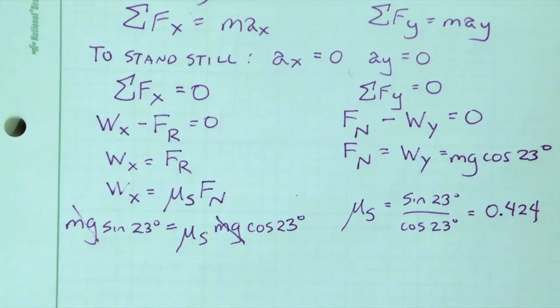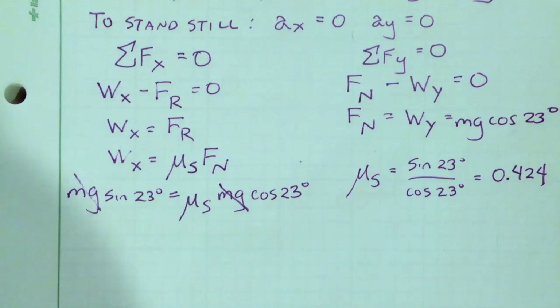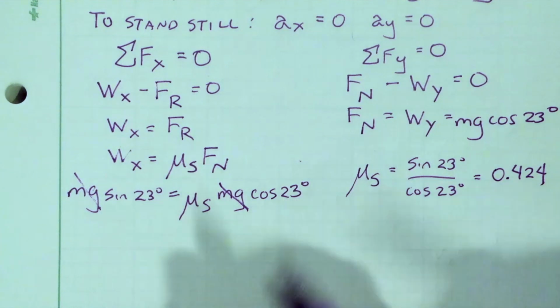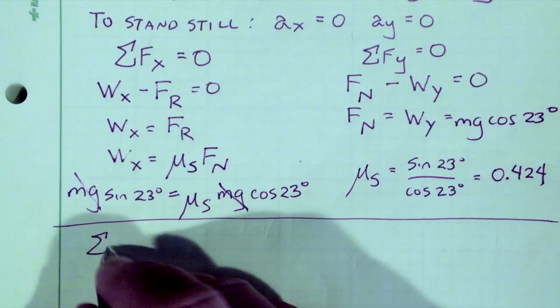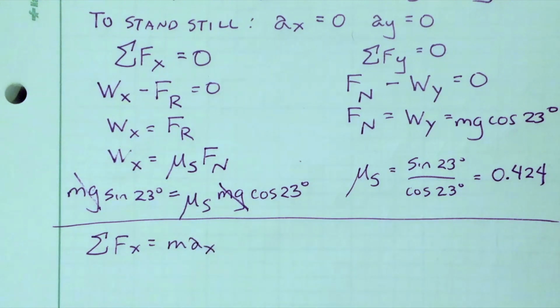All right, well now, she is not standing still. And so now Newton's second law equation doesn't look like this. It now looks like this. Sum of the forces in the x direction equals mass times acceleration in the x direction. And as we did in our previous example, if we can find this acceleration, we can find her final velocity.